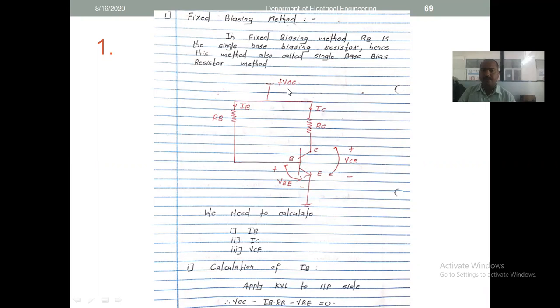When applying KVL at the input side, the upper plus point is taken as it is. So plus VCC, minus IB into RB, going from plus point towards minus point, then minus VBE. So applying KVL to the input side, the equation is plus VCC minus IB into RB minus VBE. This is the equation for the input side. We need IB.